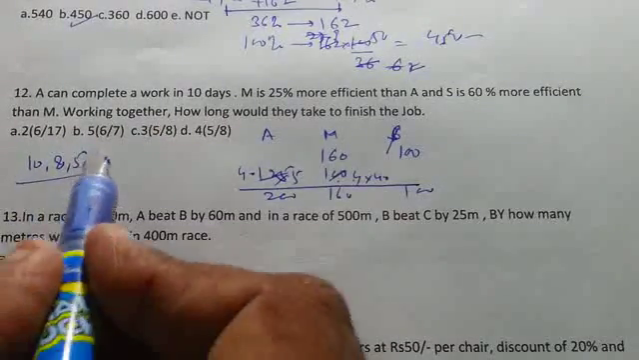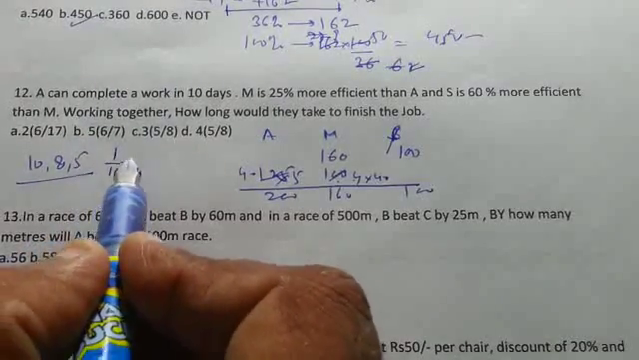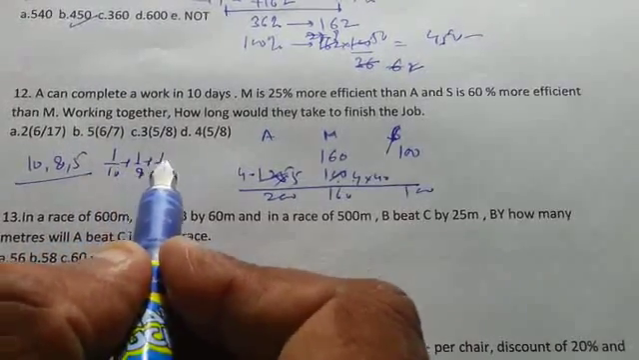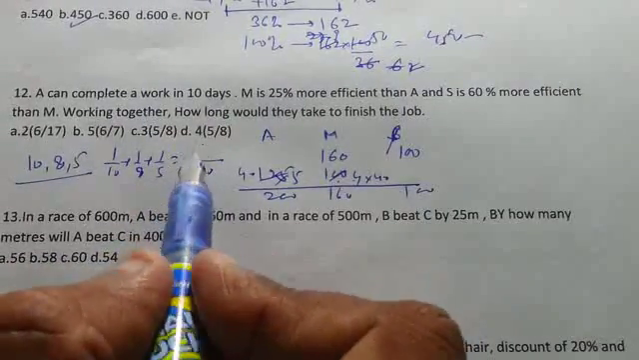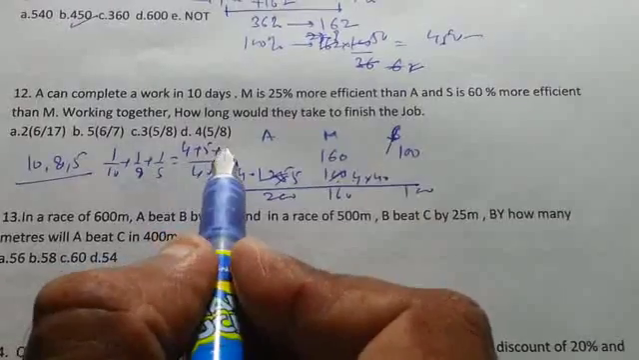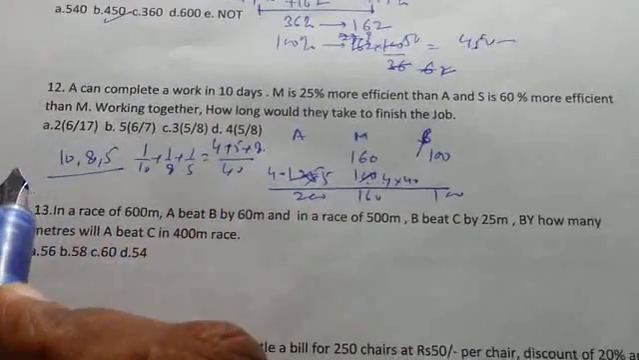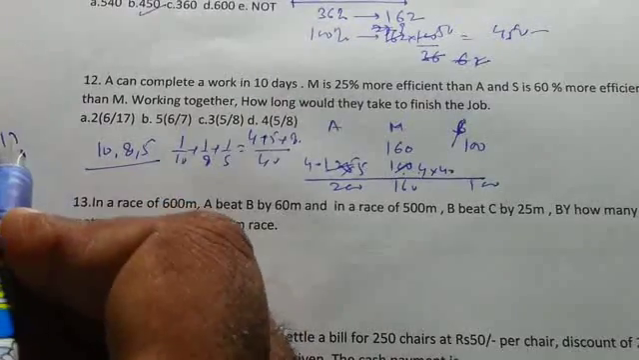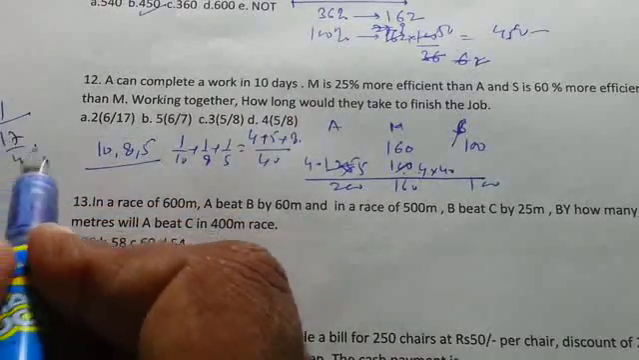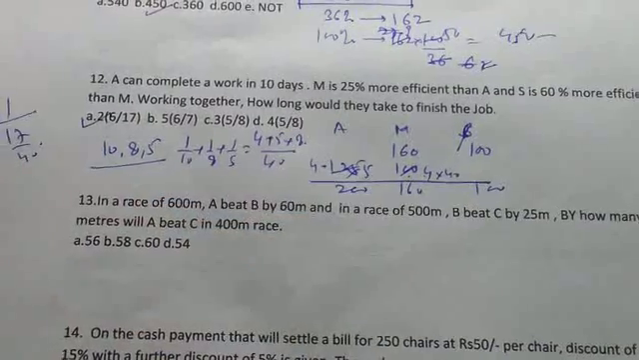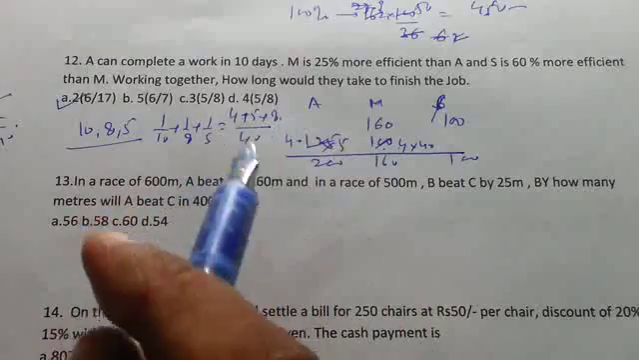Correct? So if they work together, in one day they can do 1 upon 10 plus 1 upon 8 plus 1 upon 5 of the work. LCM is 40, which gives 4 plus 5 plus 8, that is 17 upon 40. So in one day they can do 17 upon 40 of the work. So the total work can be completed in 40 upon 17 days. That is equal to this answer. Correct? That's simple.